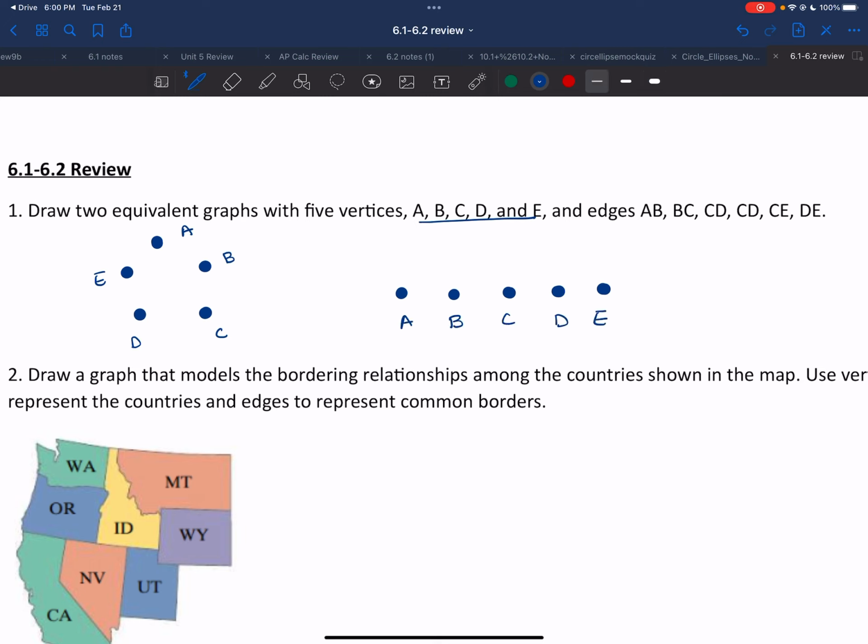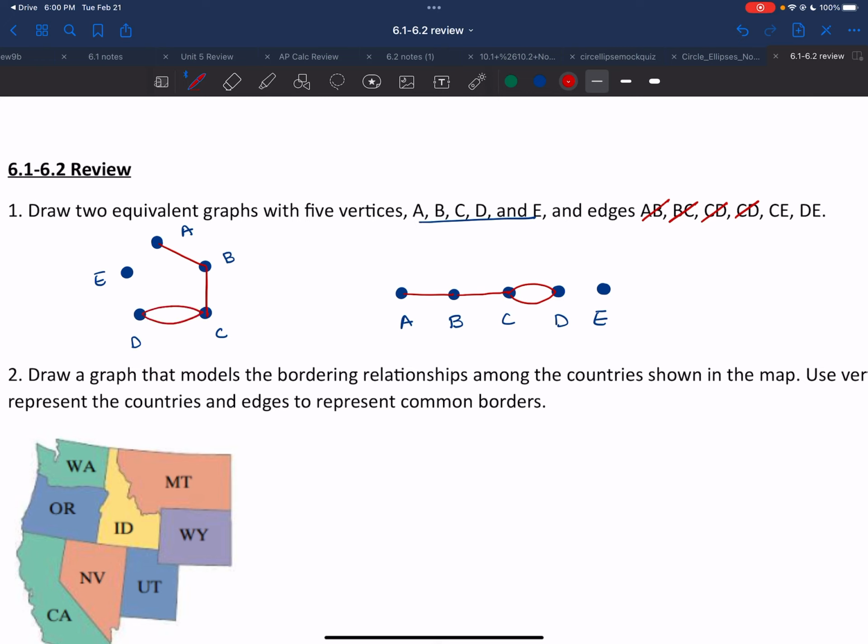So my first connection, the edge, is AB. So I'm going to connect AB to both of these. Then I have BC, so I'm going to connect BC together. Then I have CD twice, so that means that I have parallel edges. So CD and CD, so parallel edges.